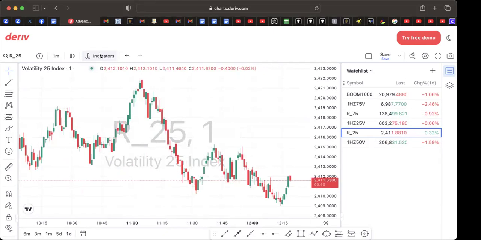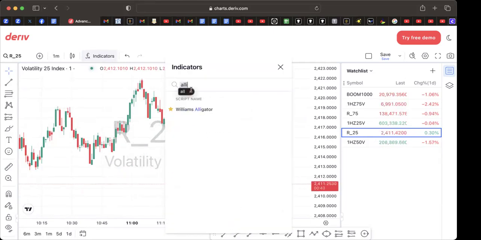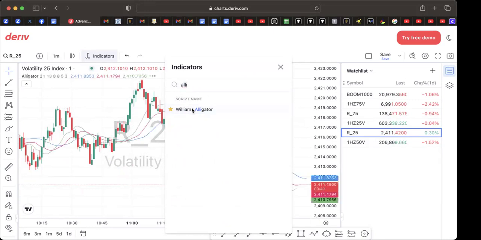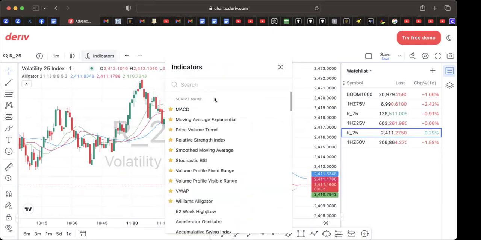Go to your indicator, search for Williams alligator, or just type alligator. You're going to pop it up, and then you add it. Very simple, nothing to reset there. Then you can add your MACD.